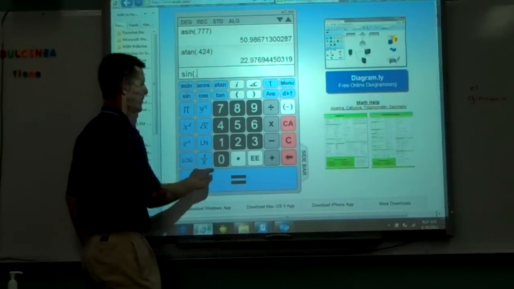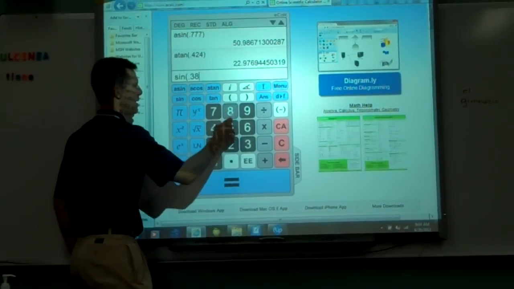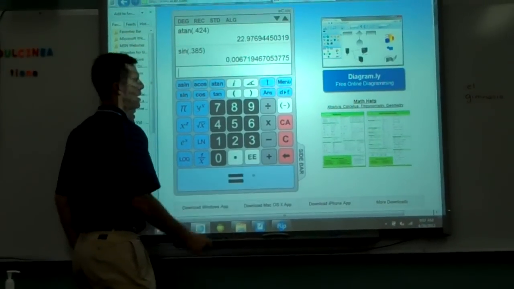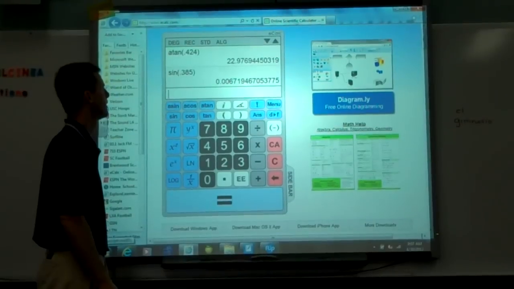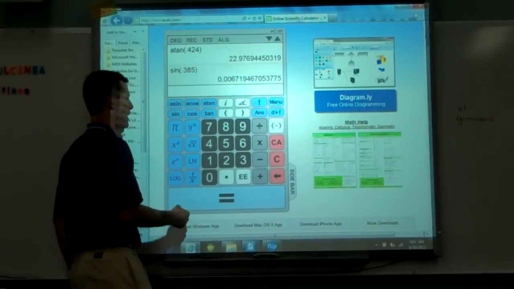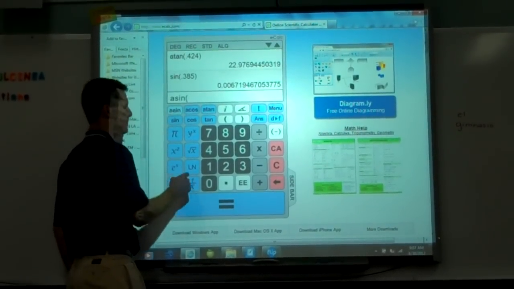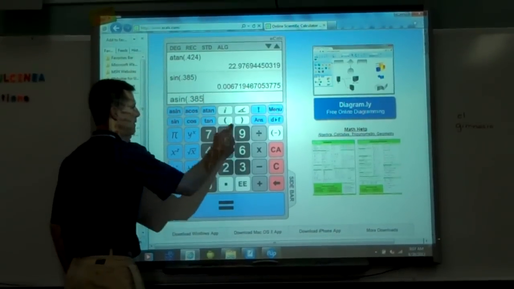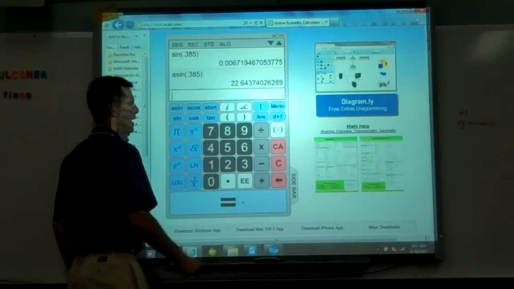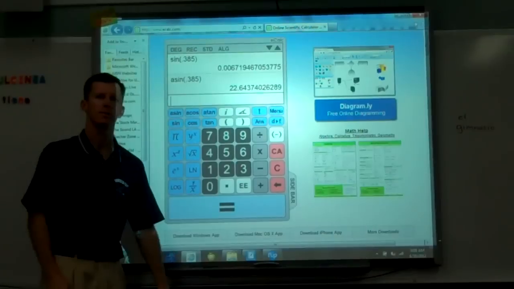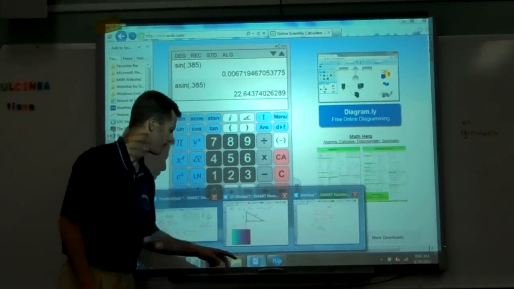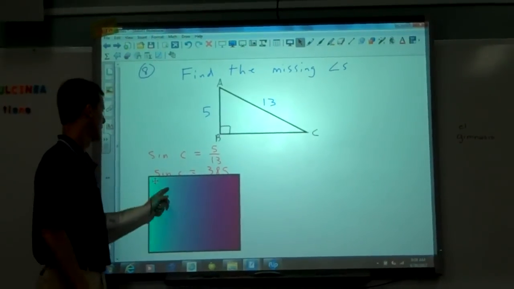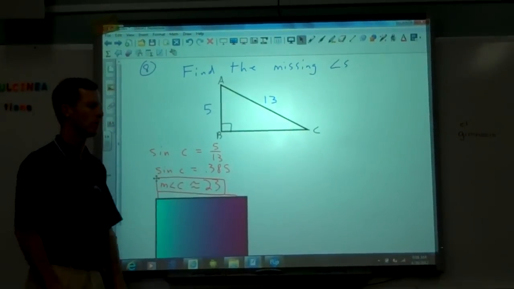Sine, what was it? Gosh. 0.385. That didn't work out right. Oh, I should have done the arc sine. That's why. Arc sine. I got about 22.6 degrees. So, let's go back to that. And I rounded to 23.